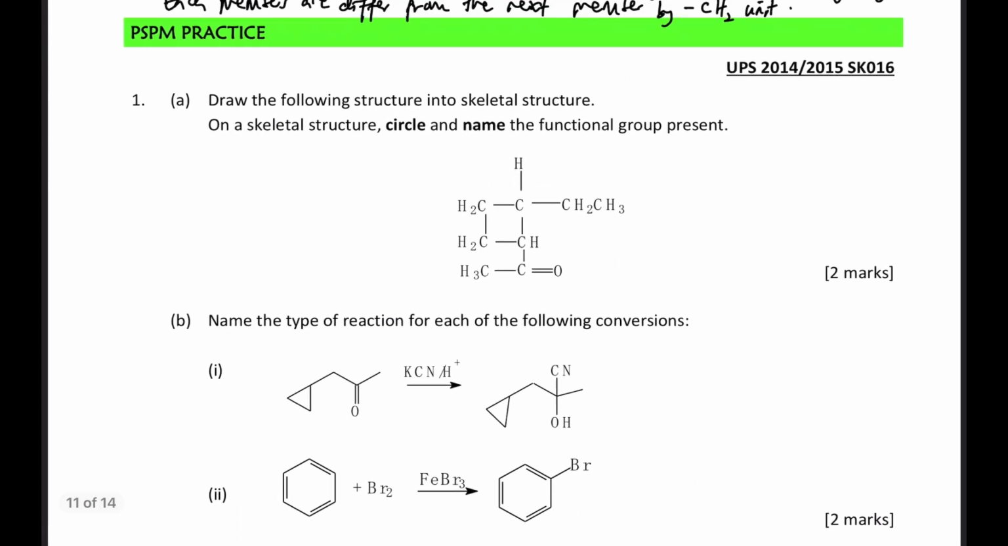Now PSPM practice. Okay, so number 1, draw the following structure into skeletal structure. On the skeletal structure, circle and name the functional group. So let's draw the skeletal. So we got 1, 2, double bond O, done. Okay, and then ada cyclic gini. Okay, boleh lah ya. And then dekat karbon yang sini sambung CH2.